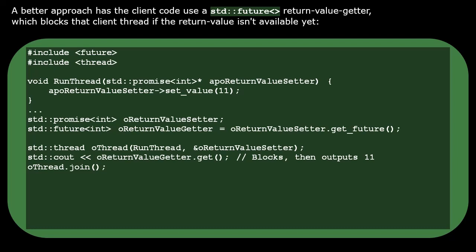To receive that value, the client thread uses the return value getter and calls this get function. Notice that the client code can do that before the join has happened. In other words, the client code is asking to receive the value while the worker thread still exists, while the worker thread is still doing its work. Things are properly synchronized because this get function will block the client thread, blocking it until that return value becomes available.